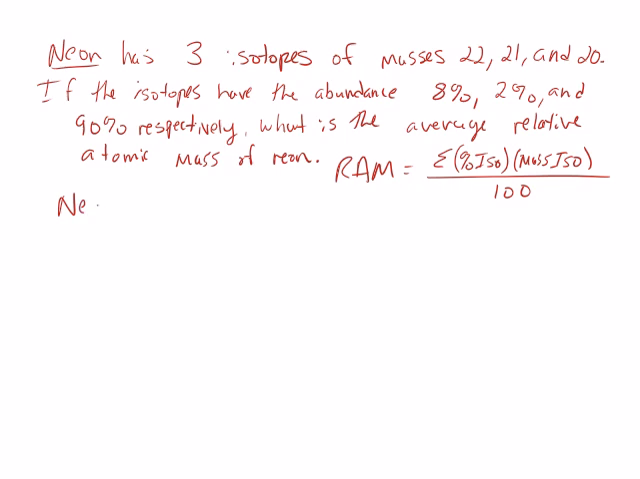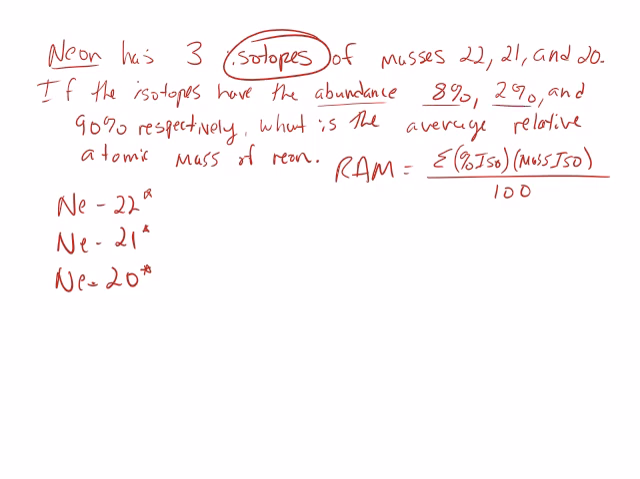We have neon 22, neon 21, and neon 20. This problem was nice enough to tell us that they were isotopes, but we really didn't need it to, because we recognize that the mass of all of these neons differ, showing us that they are isotopes. They must have a different number of neutrons, because that's what an isotope is. Let's go ahead and figure out our percents. It says if the isotopes have the abundance of 8, 2, and 90% respectively. So I'm going to go ahead and write those down here.